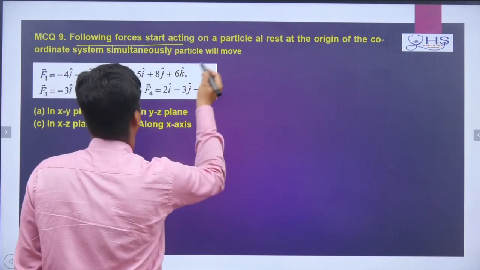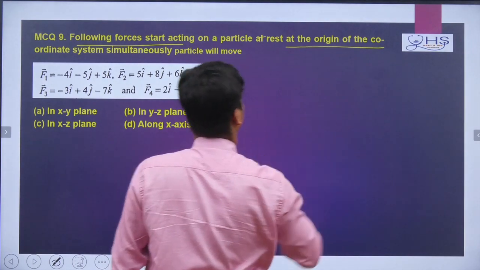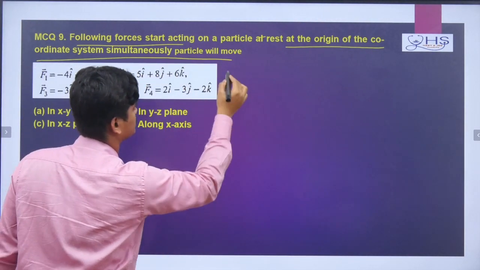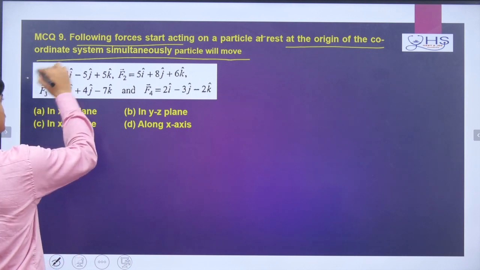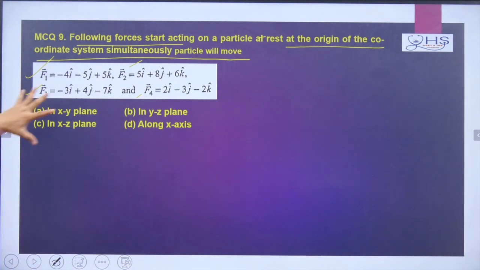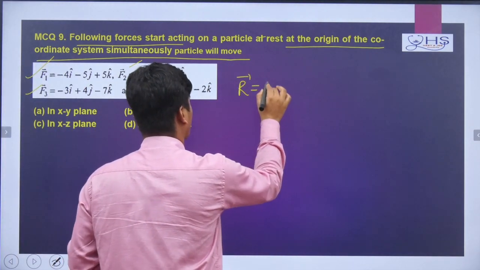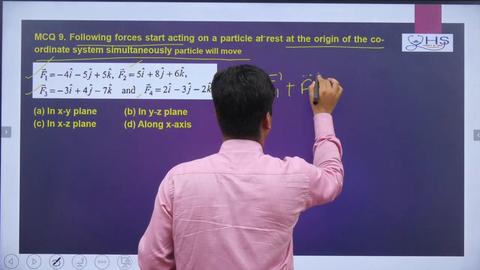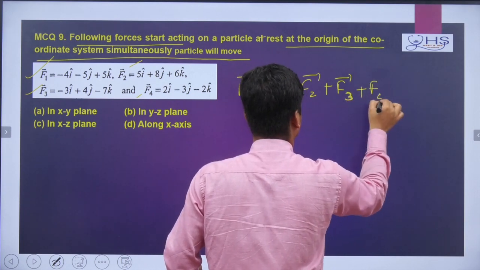The following forces start acting simultaneously on a particle at rest at the origin of the coordinate system. In which direction will the particle move? Here you need to find the resultant vector. Four forces are given and they are asking for the resultant of these forces. By understanding the resultant you can tell in which direction the particle is moving. First find the resultant vector: R vector is F1 vector plus F2 vector plus F3 vector plus F4 vector.